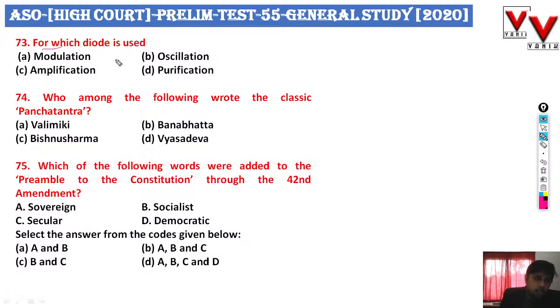For which is a diode used? A diode is used for modulation. Amplifier is for amplification, oscillator for oscillation, and filter paper for purification. Okay, so it is modulation. Answer is option A.